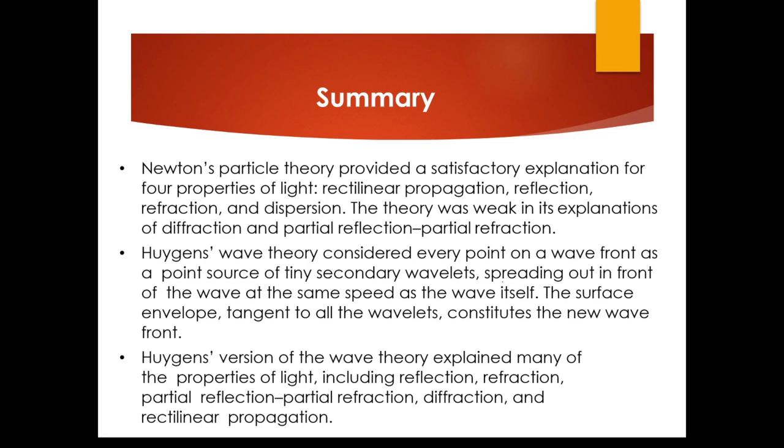Newton's particle theory provided a satisfactory explanation for some of the properties of light: rectilinear propagation, reflection, refraction, and dispersion. But it wasn't strong in explaining some of the things Huygens could, involving partial reflection, partial refraction, and diffraction.